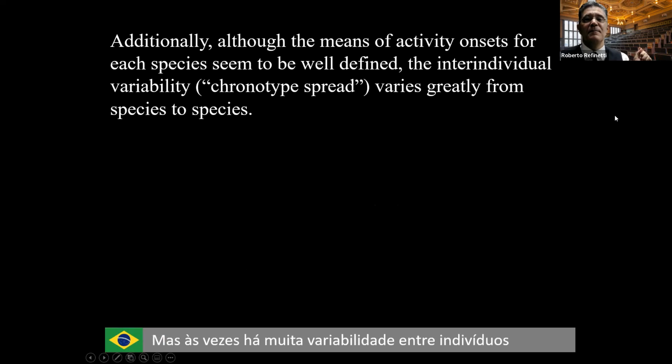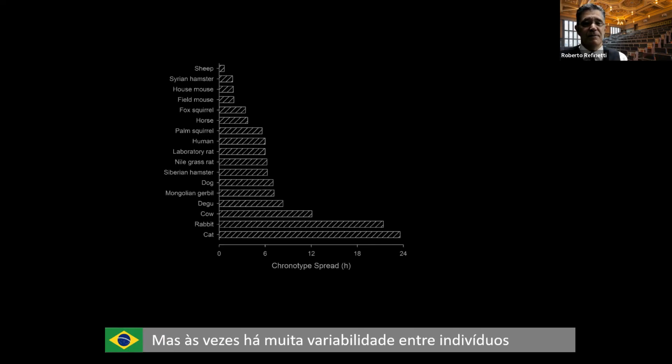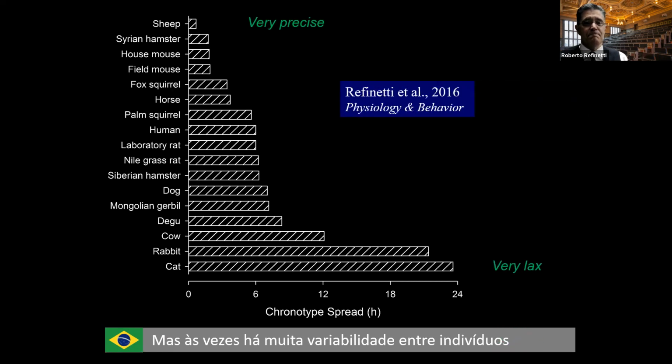Additionally, although the means of activity onsets for each species seem to be well defined, and you could, I guess, call them diurnal or nocturnal, the inter-individual variability, the chronotype spread, varies greatly from species to species. So let me show you this. Again, this is from the 2016 study. Sheep at the top here, cat at the bottom. Chronotype spread is where 95% of all individuals in that group start their activity. And as you see, sheep are very precise. Almost every sheep starts the day at the same time.